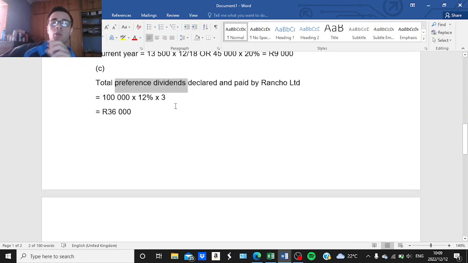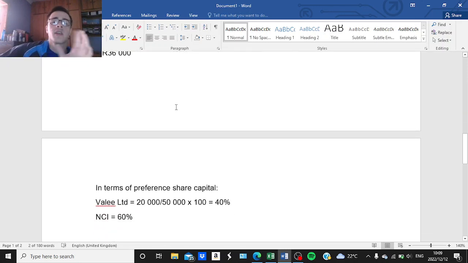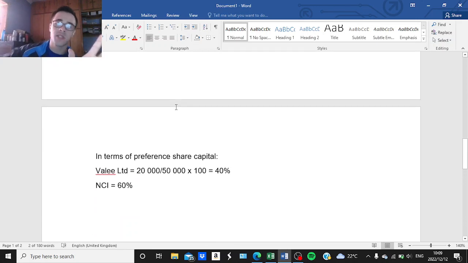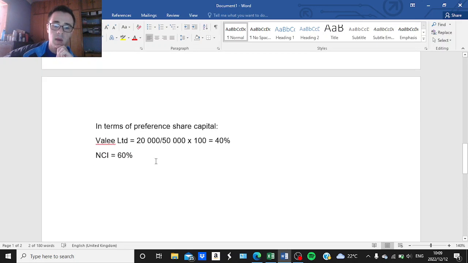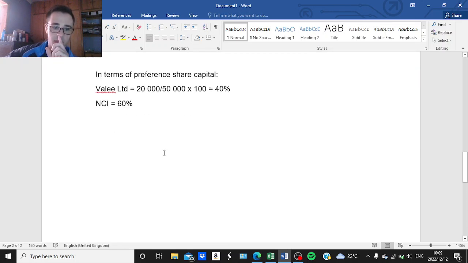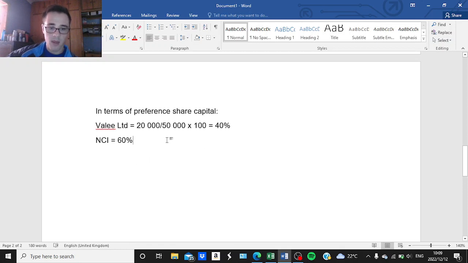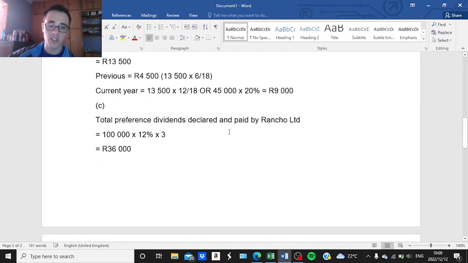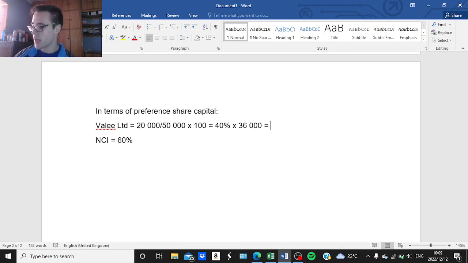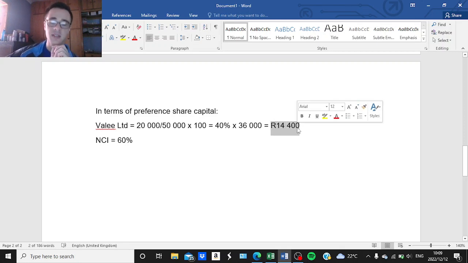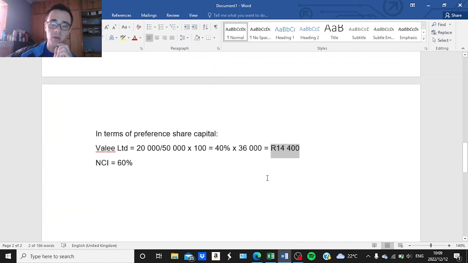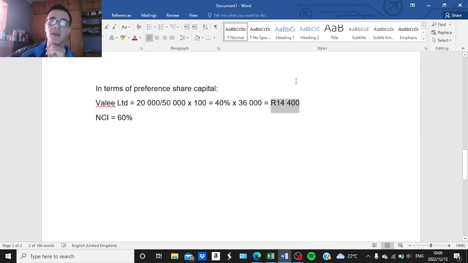If we dealt with ordinary dividends, we would use the 80% that we have calculated versus the 20% for non-controlling interests. All right. So the amount that goes to Value Limited is 40% of the total, which is 36,000, and therefore it is 14,400. So this is the amount of the intra-group preference dividend that was paid to the parent, okay, or by the subsidiary to the parent. And because this is an intra-group portion, we need to eliminate that for consolidation purposes.